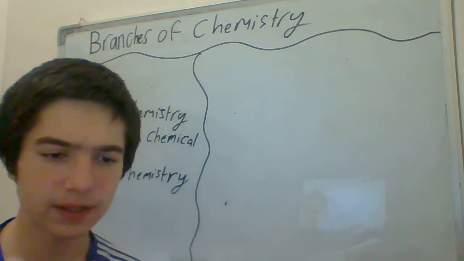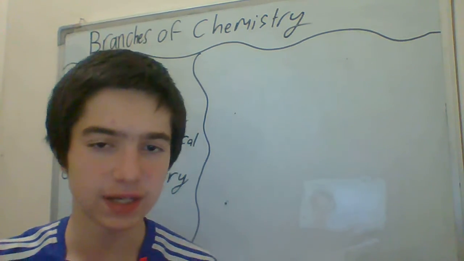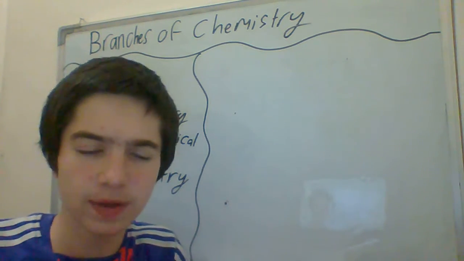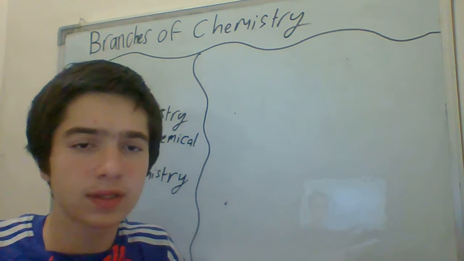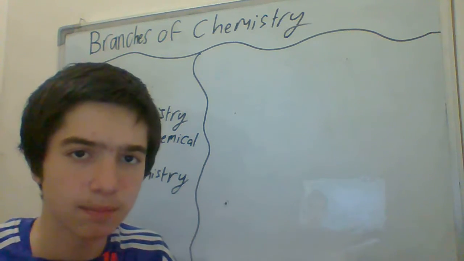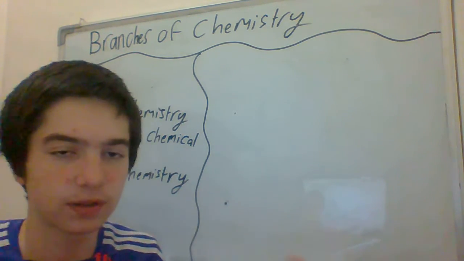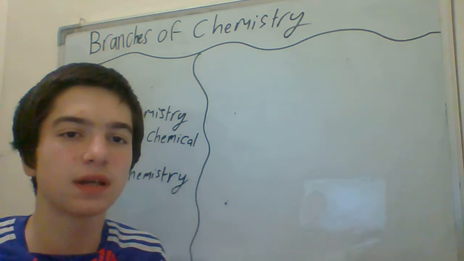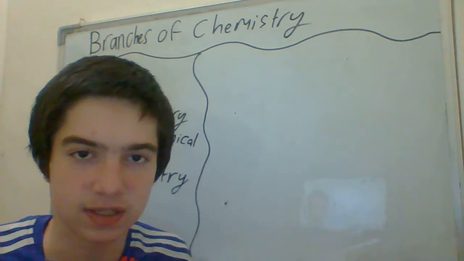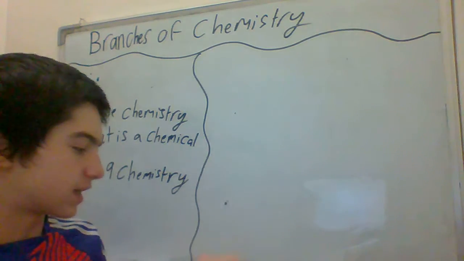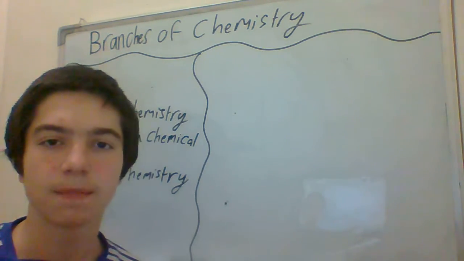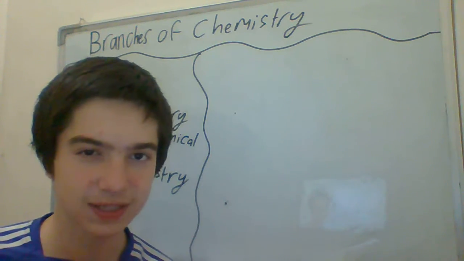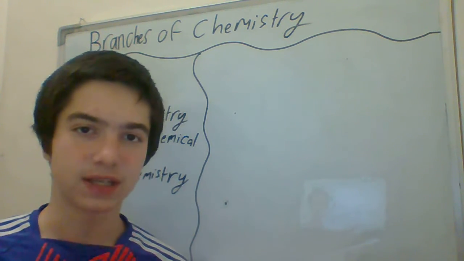Now the third field is physical chemistry. And what is physical chemistry? Well, physical chemistry is the field of chemistry where you study the chemical system. You're going to study the phenomena of chemical systems using the fields of physics. So using physics in chemistry, that's physical chemistry.